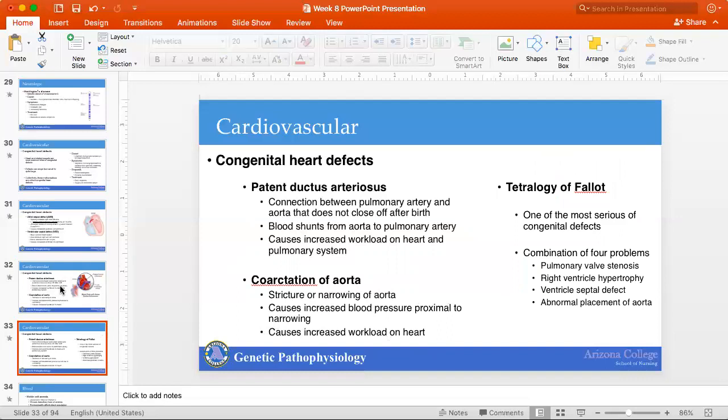Tetralogy of Fallot, one of the most serious congenital defects. It's a combination of 4 problems. So pulmonary valve stenosis, right ventricle hypertrophy, so the muscle of the ventricle will get bigger and thicker, ventricular septal defect, and abnormal placement of the aorta.